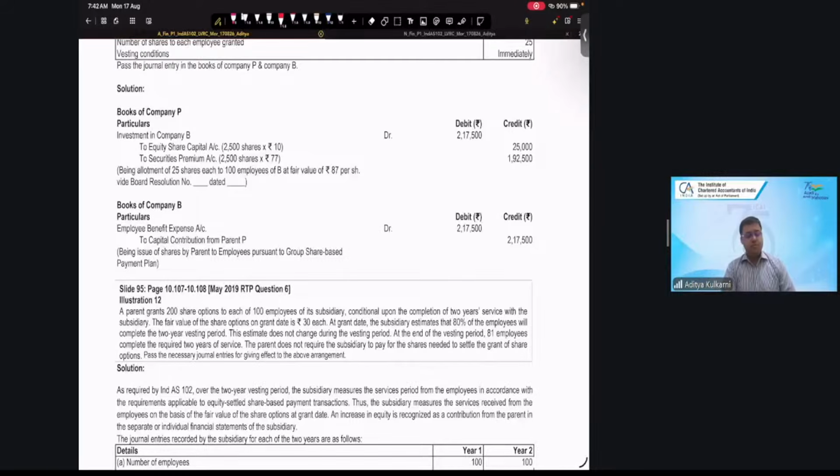No doubts? Subsidiary to parent is dividend. Try to make sense of what it is actually going to be. So we are following the substance over form methodology of accounting.